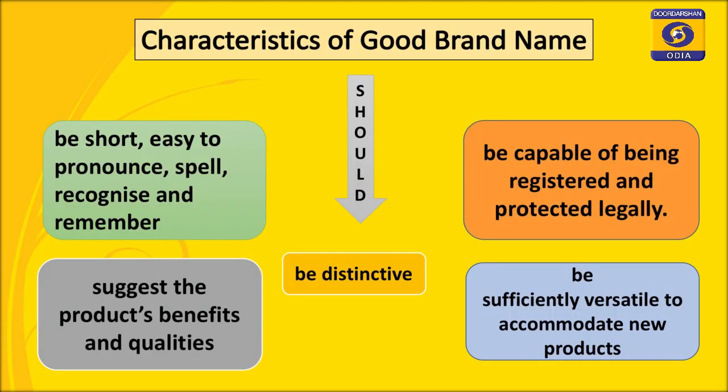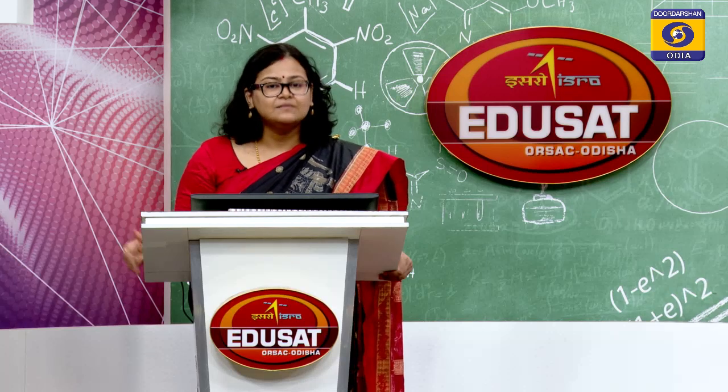And it should be such that it should suggest the product's benefits and qualities. It's a very important feature. So, the product's benefits and qualities must be shown and must be easily reflected by the brand. Like if I say Ponds, beauty product.